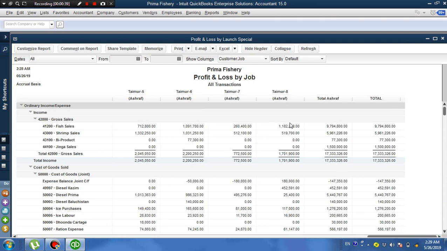You will find out how we can see the profit and loss on a customer basis. Look at this boat with this customer, so this is the total for this customer, and this is then the all total of this customer including all these trips of this boat.